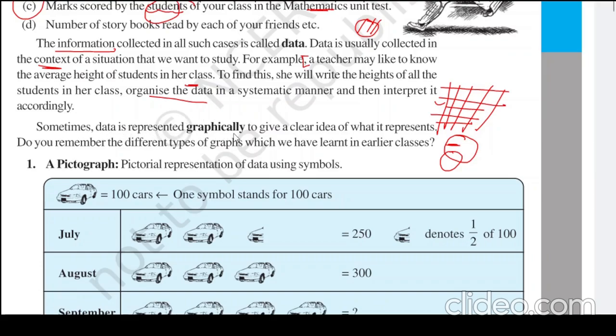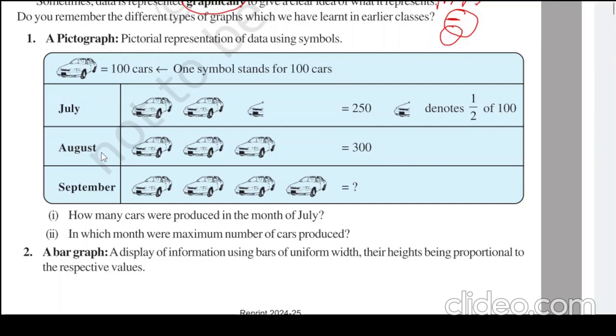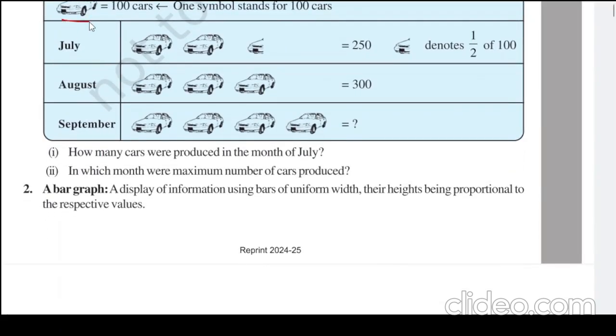Sometimes data is represented graphically to give a clear idea of what it represents. So once we have collected data, we can represent it graphically too. For example, here is an example of pictorial representation of data using symbols. Here the image of one car indicates 100 cars. So in the month of July, we are showing one, two and a half. So 2.5 cars, 100 plus 100 plus 50, so 250 cars. So this indicates that in July we have 250 cars.